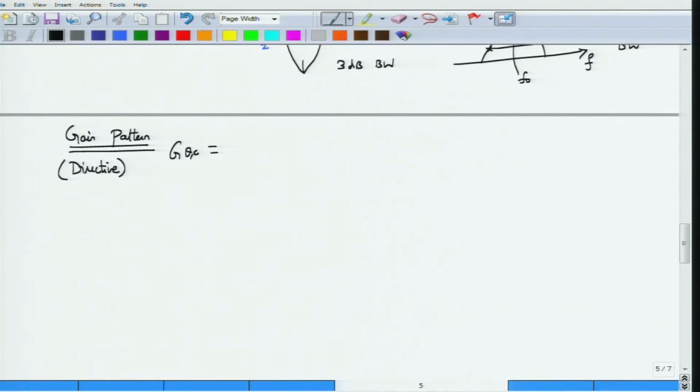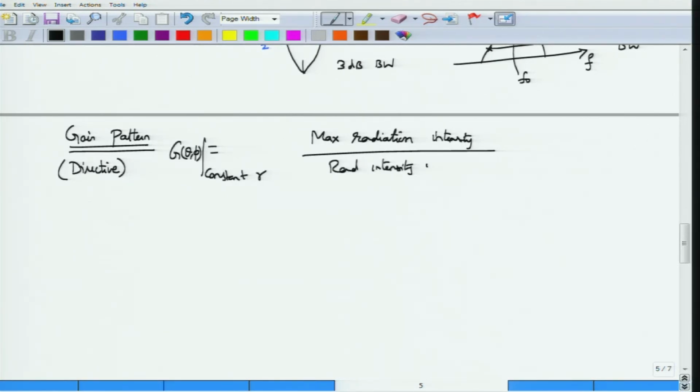It is a quantity that depends on theta and phi at a constant value of r, and this is defined as the ratio of maximum radiation intensity or radiation power density, divided by the radiation intensity of the reference antenna, or an isotropic radiator. Why is that chosen? If you look at the radiation pattern of an isotropic antenna, it would be a nice big circle, right? Whereas for most directive antennas, the radiation pattern would look something like this. It would be directed in a particular direction. So, how much power is being radiated in this narrow region or along this particular direction, relative to the power that would be radiated by the isotropic antenna, will define the gain pattern.